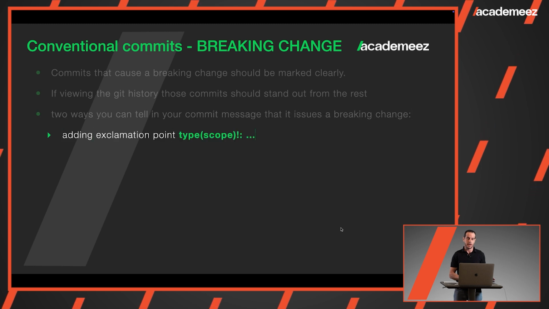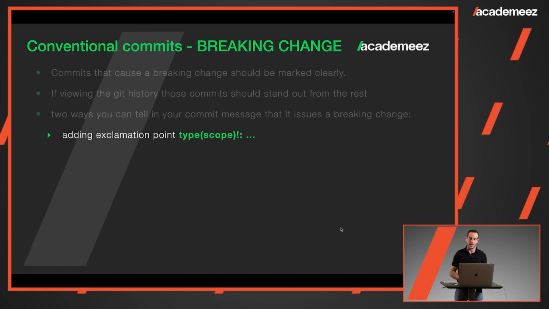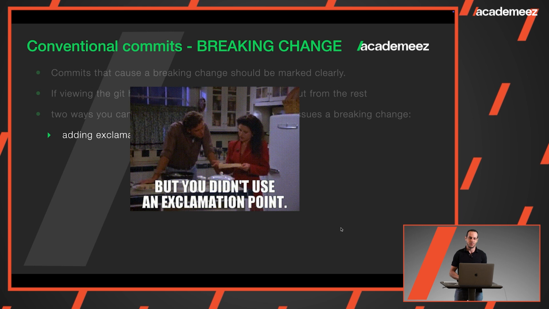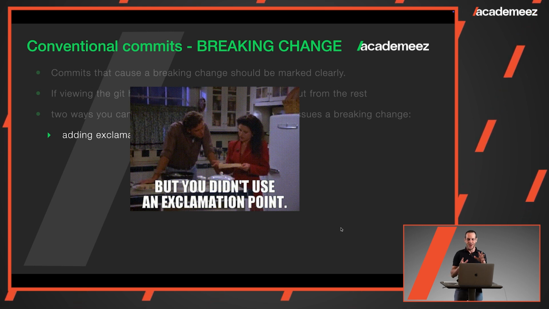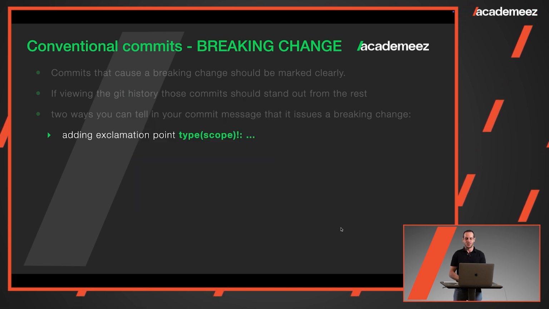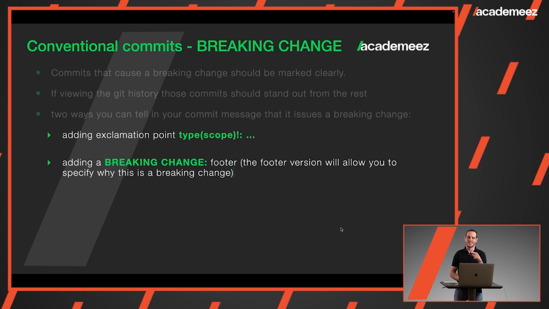There are two ways, like we said, to say that a commit has a breaking change. One is the exclamation point. That always puts a smile on my face, that's the Seinfeld reference. But don't use too many exclamation points. Only use the exclamation point when you have the breaking change. Okay, not in each sentence. I actually wanted to add an exclamation point in each sentence after this GIF, but I thought it might be a bit confusing.